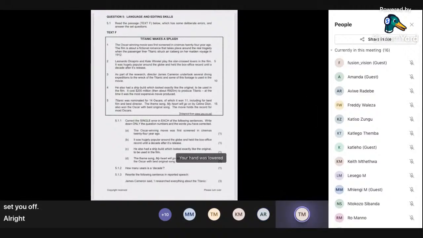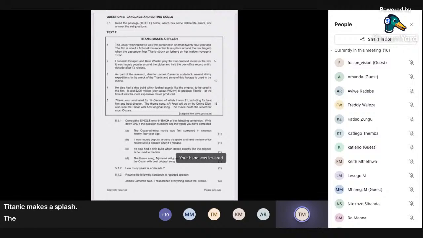All right. So this section of your paper is working on your language editing skills and your ability to use language correctly. So it is not assessing comprehension as section A is assessing comprehension. So you cannot run away from having a close, thorough reading. In Section A, you can get away with it because questions directly take you to where the error is and you need to make the corrections. Now, let us move to the reading of our first text, Titanic Makes a Splash.